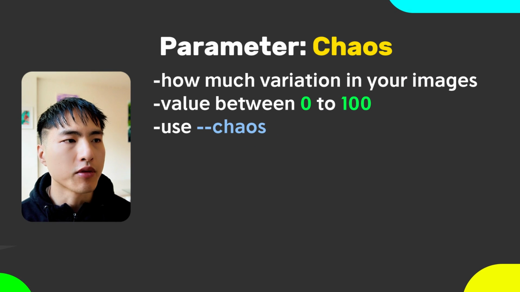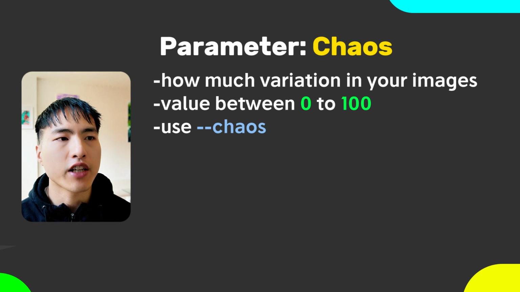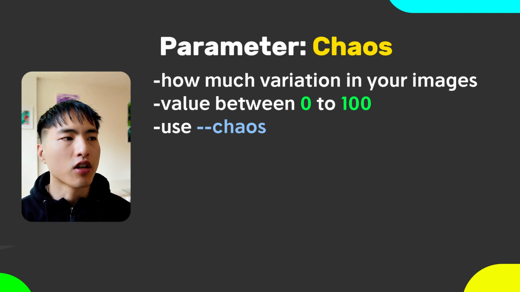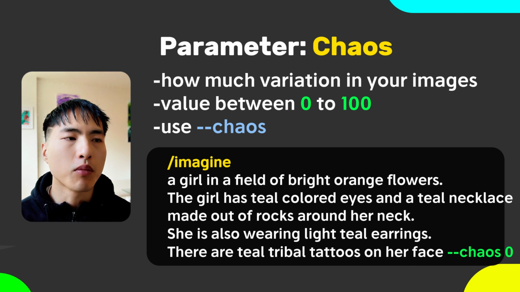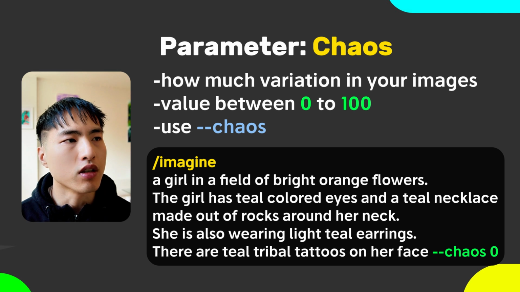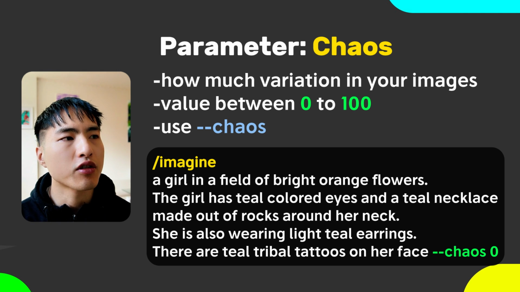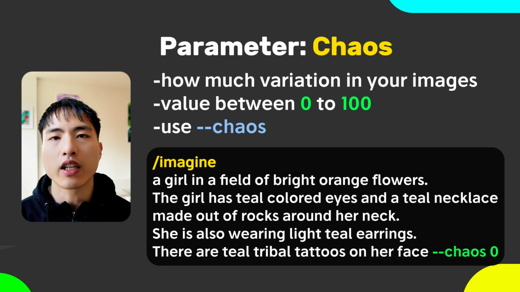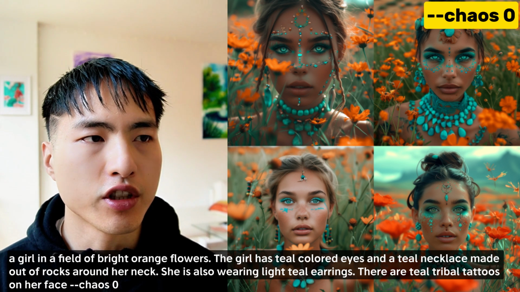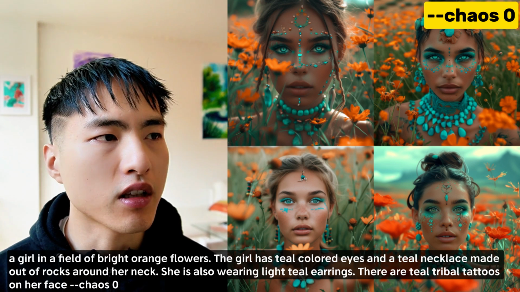The chaos parameter tells Midjourney how much variation you want in your image generations. It's a value between 0 to 100. 0 is a default value, and 100 generates the most unusual and unexpected results. Let's try generating this girl in a field of orange flowers with teal tattoos and necklaces, starting with a chaos value of 0. The images all look pretty similar to each other and follow the prompt I used pretty closely.